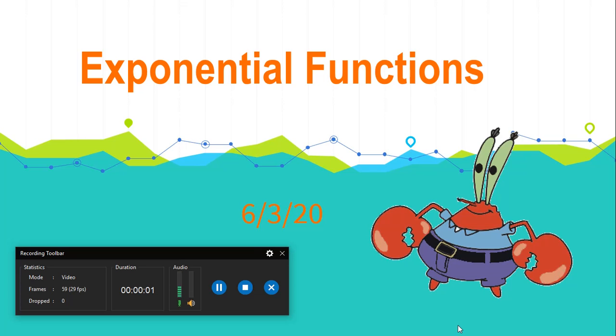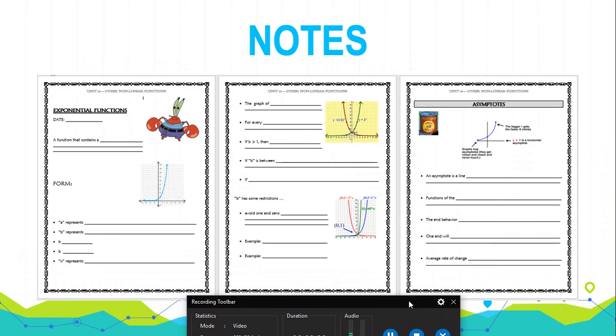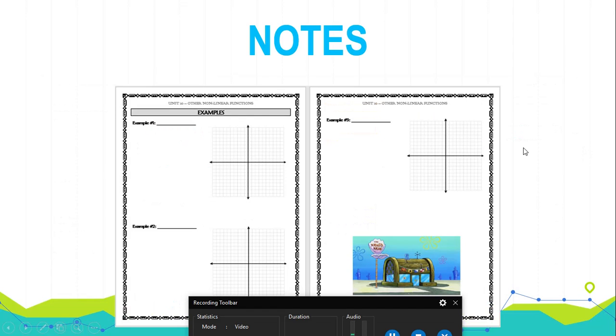Today we're going to look at exponential functions, and you can use the date of June 3rd. Your note packet has 5 pages. These are the first 3 and the last 2. And you won't need a ruler. We're going to sketch smooth curves today.